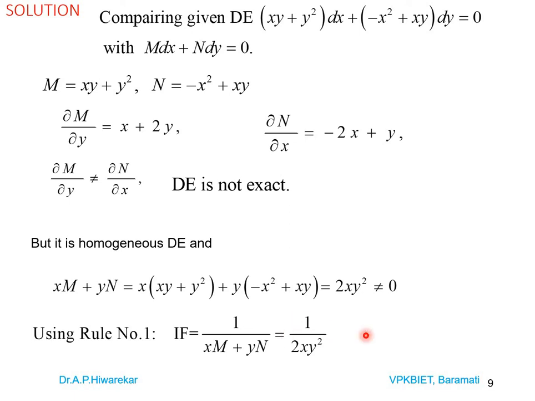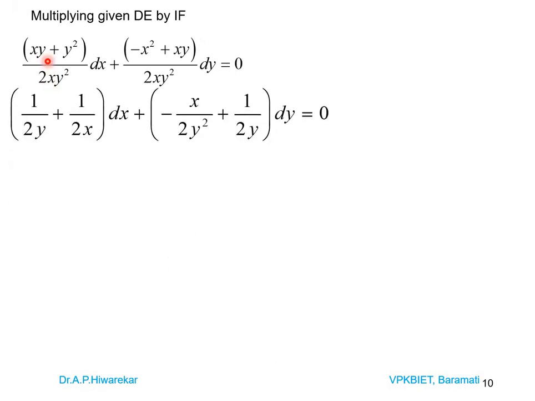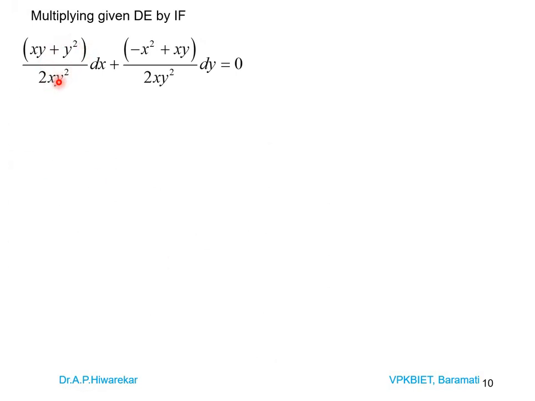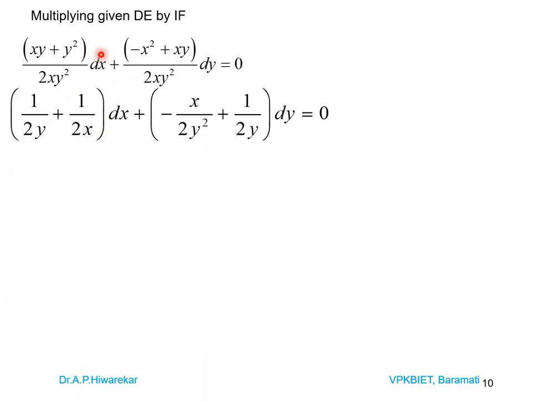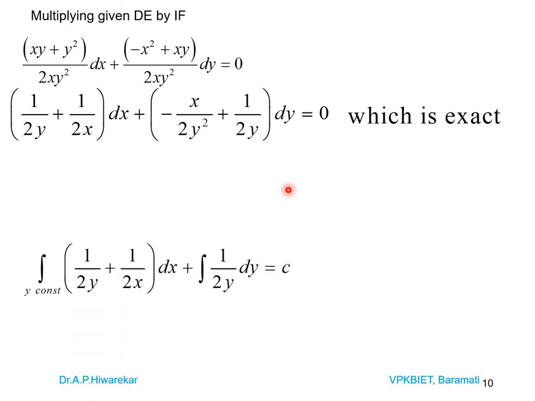So multiply the given differential equation by this integrating factor, we get (xy + y²)/(2xy²) dx − (x² + xy)/(2xy²) dy = 0. Simplify. So it is (1/(2y) + 1/(2x)) dx. Then what about this term? Yes, (−x/(2y²) + 1/(2y)) dy = 0. It's an exact differential equation.